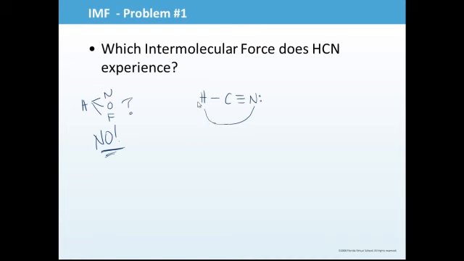Therefore, it is not hydrogen bonding. Okay, so we can eliminate hydrogen bond. Is this ion dipole? Again, ion dipole is where you have an ionic compound in a solution. Well, this question is just asking about HCN. Therefore, it is not ion dipole. And now what we have to figure out is, is this dipole-dipole or London dispersion? And remember, that comes down to whether or not we say this is polar.